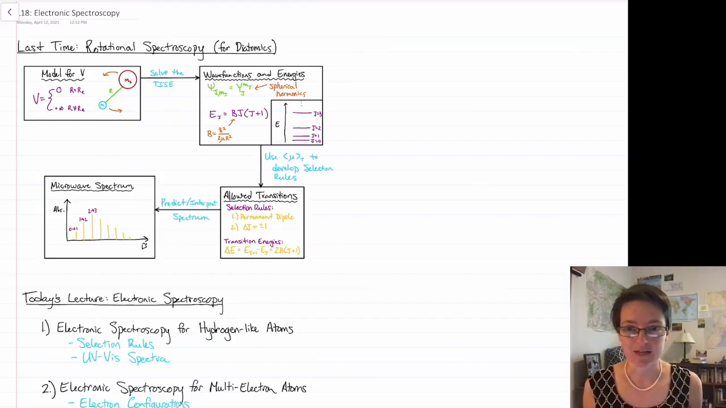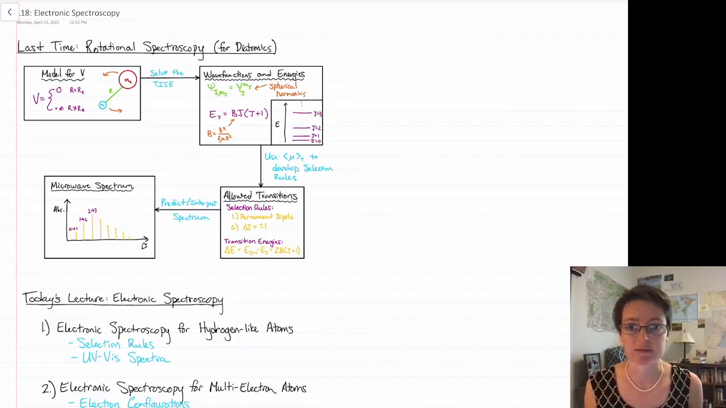So to recap from last time, we've talked about vibrational spectroscopy, and now we've talked about rotational spectroscopy, and the processes involved between the two types we learned were pretty similar. With rotational spectroscopy, we once again followed our flow chart, modeling the potential, solving for the wave functions and energies, discussing the allowed transitions, and then trying to understand how that relates to an experimental spectrum.